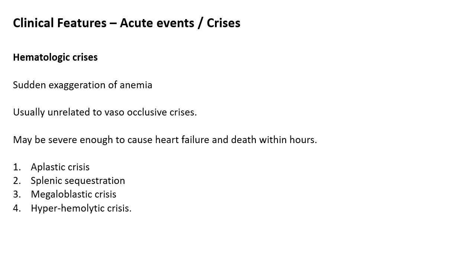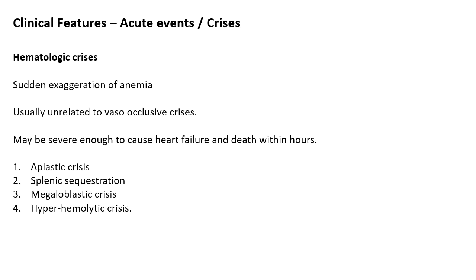The other acute event or crisis is the hematologic crisis, a sudden exaggeration of anemia, usually unrelated to vasoocclusive crisis. These may be severe enough to cause heart failure and death within hours. Now, hematological crises are again divided into four, that is aplastic crisis. Now, these aplastic crises are attributed to parvovirus B19 infection. These are self-limiting, usually lasting 1 to 2 weeks, presenting as aplastic crisis with pancytopenia, and then the bone marrow starts producing cells again.